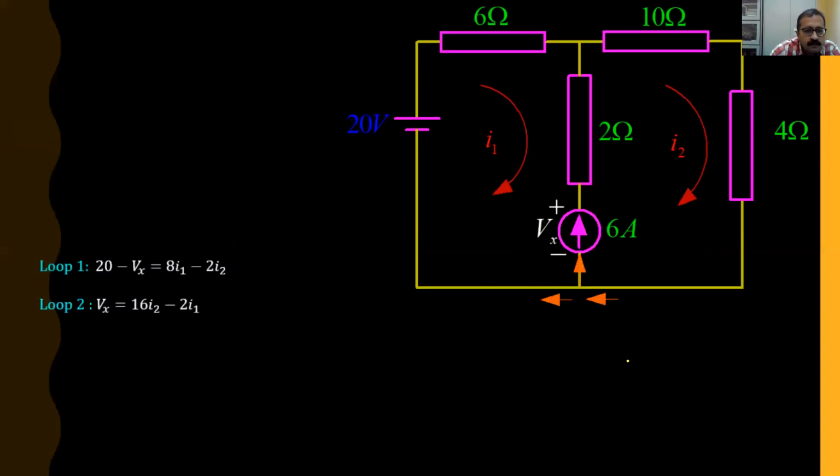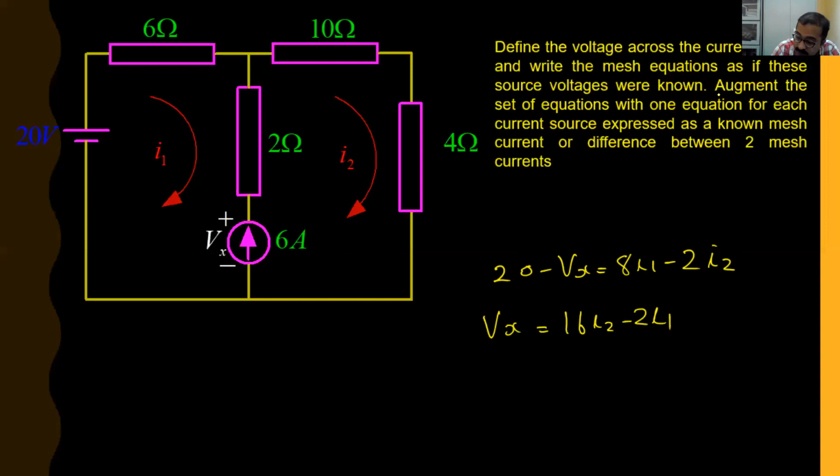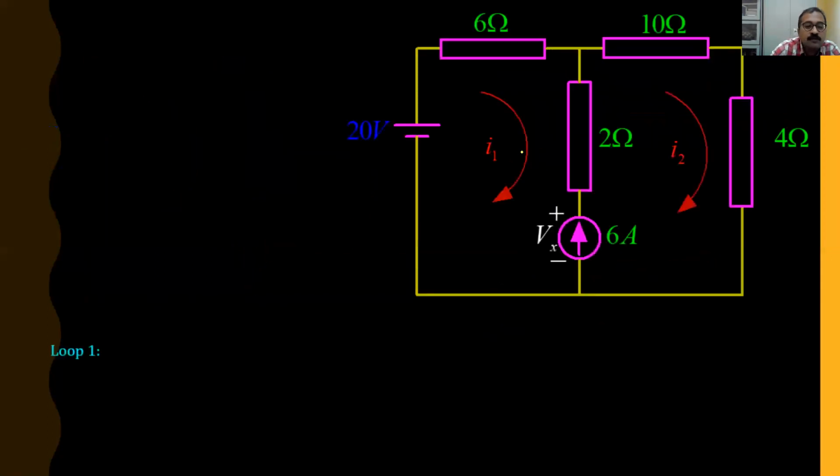Okay. So if you solve, and now what next? Augment the set of equations with one equation for each current source expressed as a non-mesh current. Okay. So what do you mean by that?